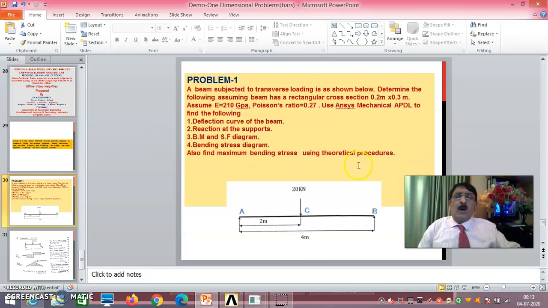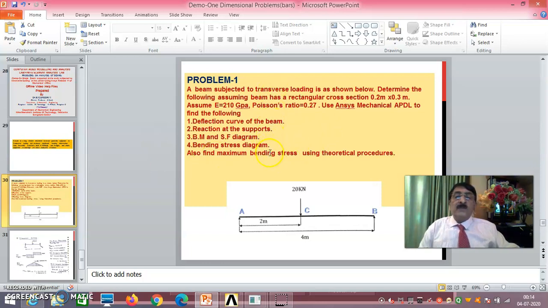These are the common questions asked anywhere, whether it is VTU or any autonomous examinations. This is a simple problem which you have to do carefully, because we are using the Beam 188 element, and if you go wrong in the procedure, you will never get the answer. That's why carefully follow the procedure.